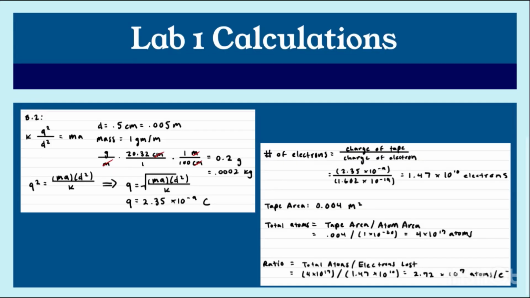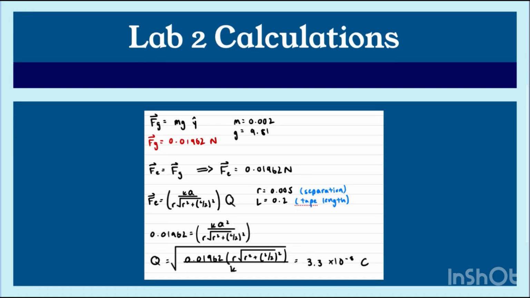Here are the calculations made in Lab 1 as well. We can see in this first left picture that Q is equal to 2.35 times 10 to the power of negative 9. That's just the charge for the point charge on each piece of tape. And then we see the number of electrons on each piece of tape, the total amount of atoms, and then we solved for the ratio of total atoms per electron lost. And then here we see that number would be 2.72 times 10 to the power of 7 atoms per electron.